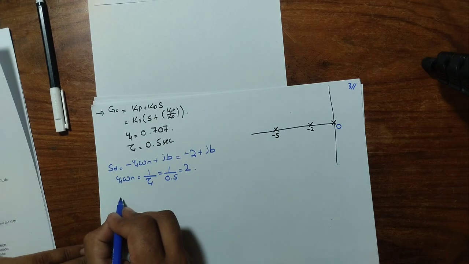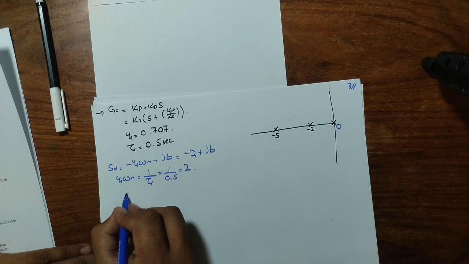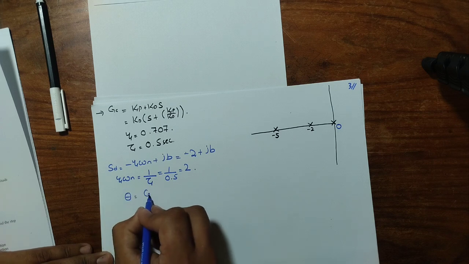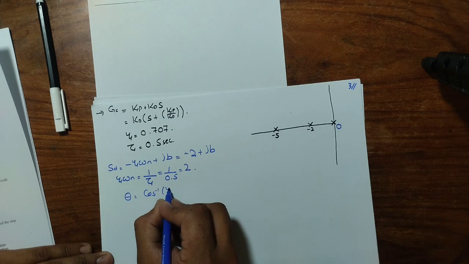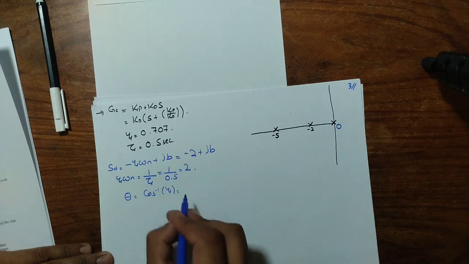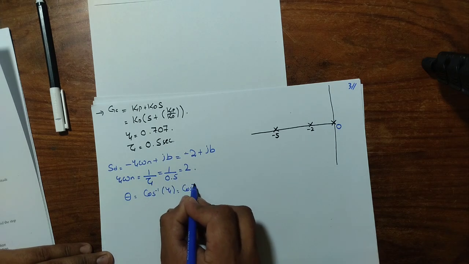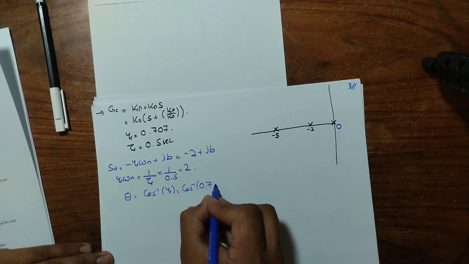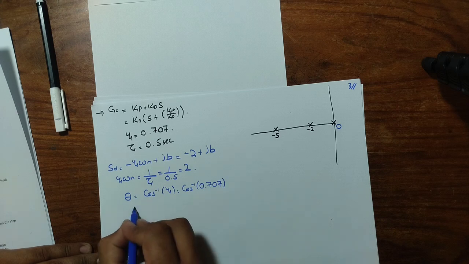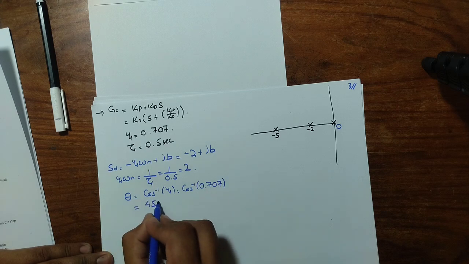As we did earlier, theta is equal to cos inverse of zeta, which is again provided to us, and it is equal to 0.707. So cos inverse of 0.707 is equal to 45 degrees.